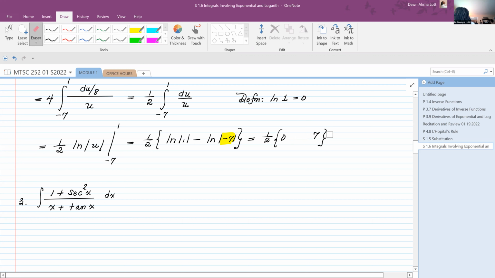My values are floating in the air. Come back down where you belong. You belong on this line. 0 minus the natural log of 7. Stop floating.